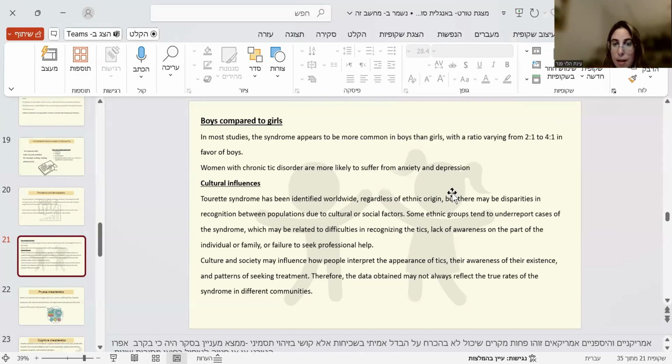Culture and society may influence how people interpret the appearance of tics, their awareness of their existence, and patterns of seeking treatment. Therefore, the data obtained may not always reflect the true rates of the syndrome in different communities.